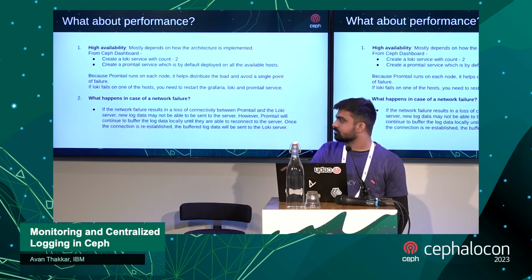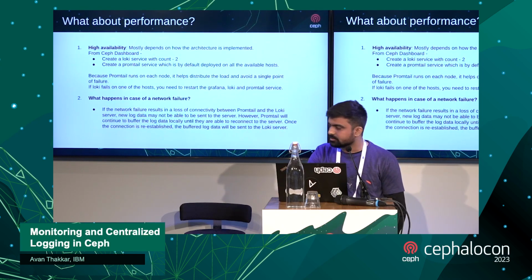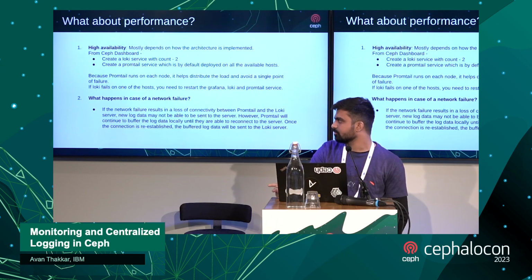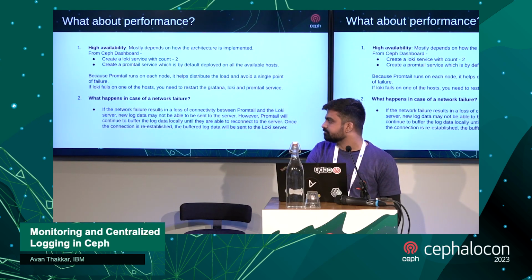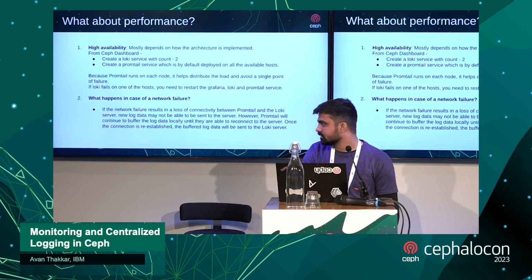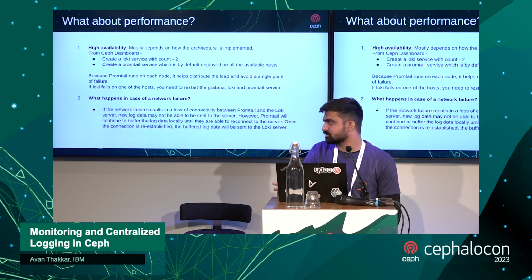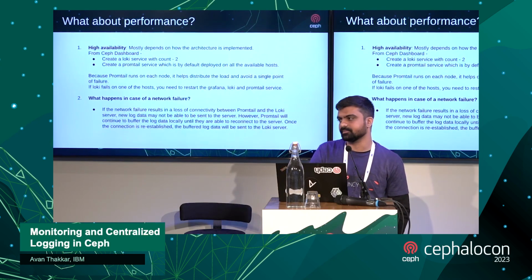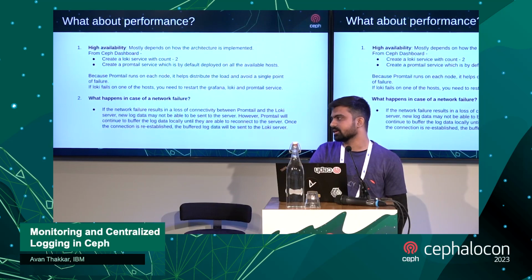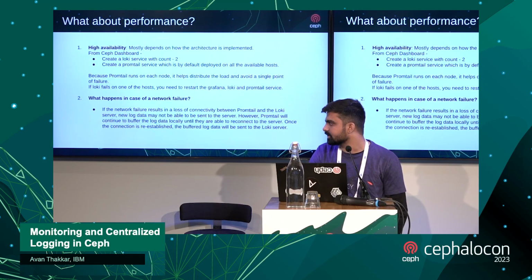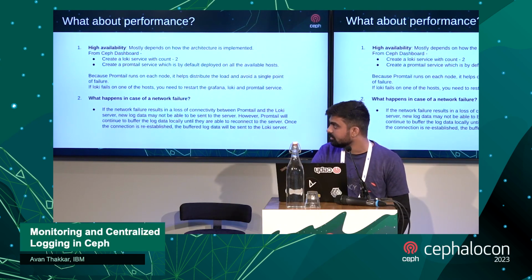Next is what happens in case of network failure, if something goes wrong and Promtail cannot connect to Loki. Promtail does store the logs and keeps track of all the log data. Once the connection is re-established, it just sends it back to the Loki server. So that's pretty much handled as well.